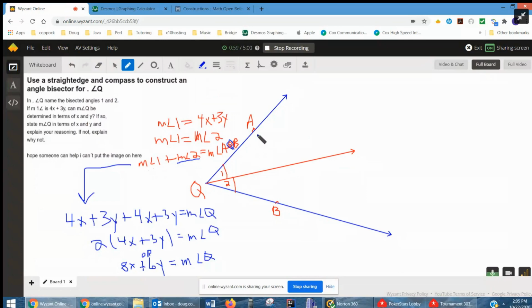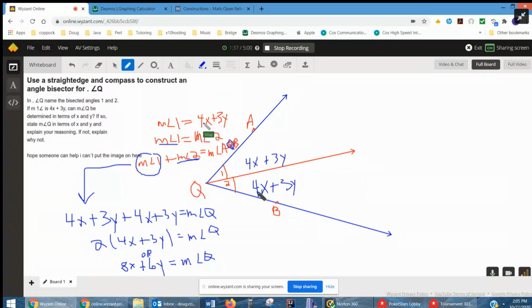And now we can use some substitution to come up with an equation for the measure of angle Q in terms of x and y. For this angle 1, I can substitute 4x plus 3y. For angle 2, I can substitute the measure of angle 1, but then the measure of angle 1 is 4x plus 3y. Another way to think of it is that each of these two angles right here has to be congruent. So whatever expression represents the measure of one of them has to represent the measure of the other one.